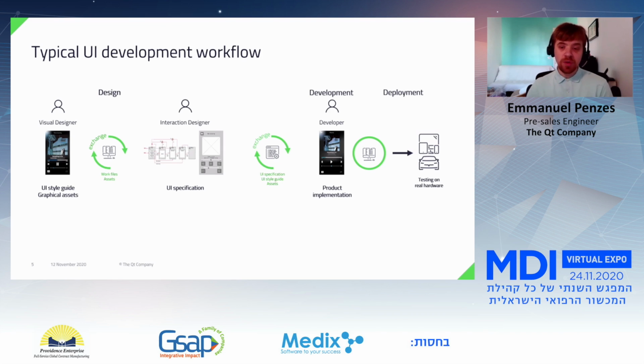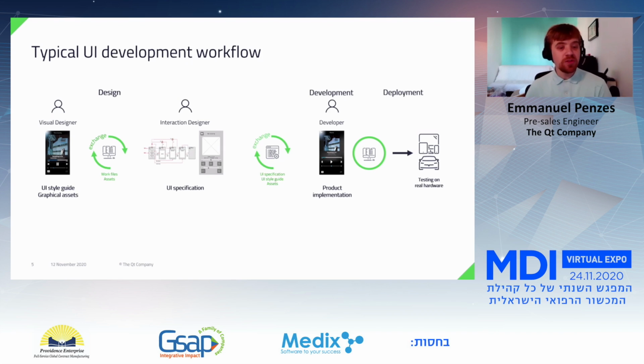But the big problem that we have between designer and developer is that when the designer is doing his assets, he is doing the UI specifications by doing the linking, for example, going from one screen to another. He is using some tools and it's generating some PDF and all the assets, and it goes to the developer. The developers need to develop the applications and implement the product. And at the end, we can only test on the real hardware.